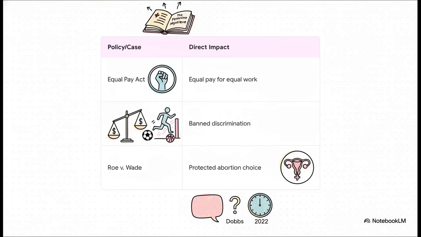Building right off of that, and fueled by Betty Friedan's book The Feminine Mystique, along with the National Organization for Women, or NOW, the women's rights movement secured some massive policy shifts. We saw the Equal Pay Act demand equal pay for equal work. Title IX was a real game changer because it banned discrimination in educational programs, which radically transformed women's sports. And then in 1973, Roe v. Wade federally protected a woman's right to choose abortion. That was a landmark ruling that remained fiercely debated until it was eventually overturned by the Dobbs decision in 2022.